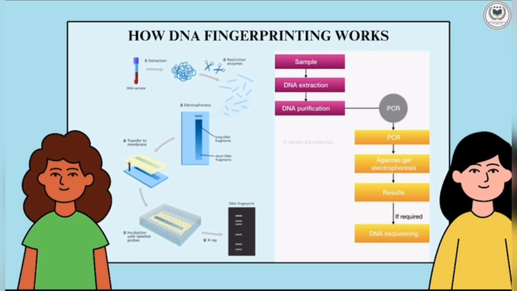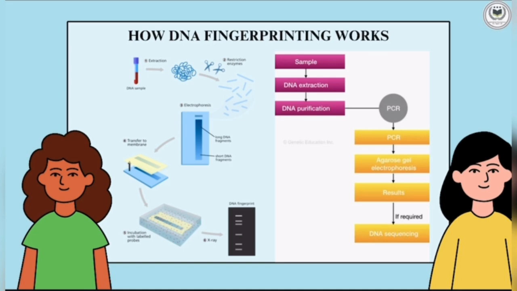First is the sample collection. Biological samples like blood, saliva, hair, skin cells, or semen are collected. These samples contain that individual's DNA. Second step, DNA extraction. DNA is isolated from the cells in the sample using chemical or mechanical methods.